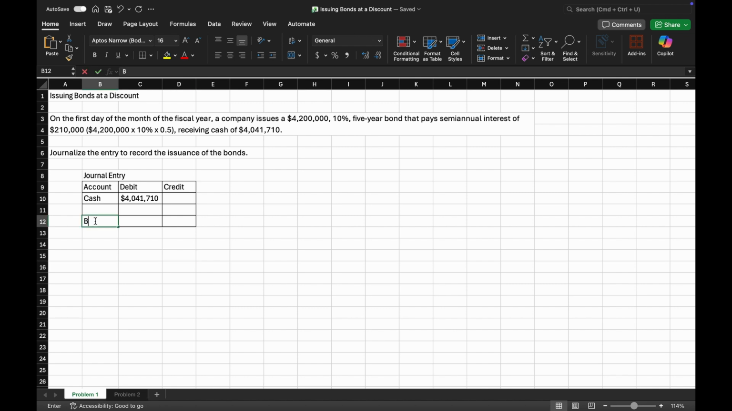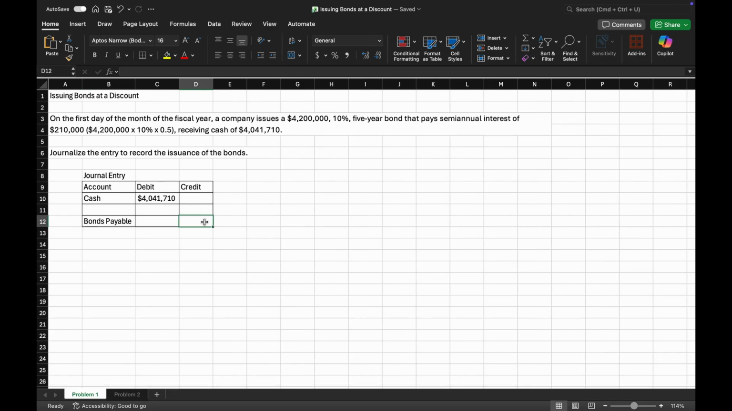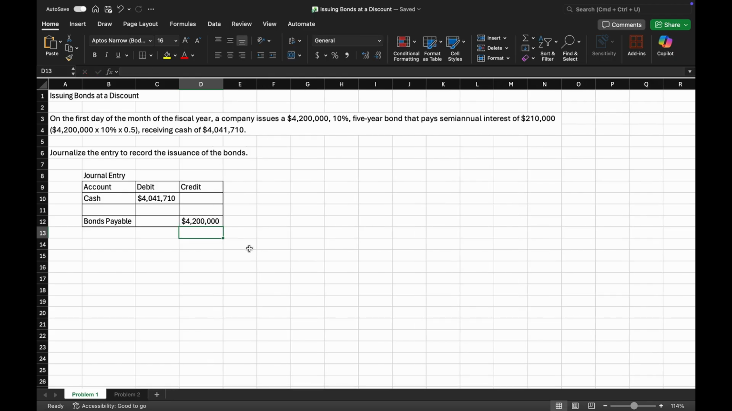So firstly, let's put bonds payable as the last account of the journal entry. Then let's put the face amount of the bond, which for us is $4,200,000. So why didn't we just credit the amount the company actually got paid to bonds payable? Well, this is because the face value is a fixed legal amount that the company has to pay.